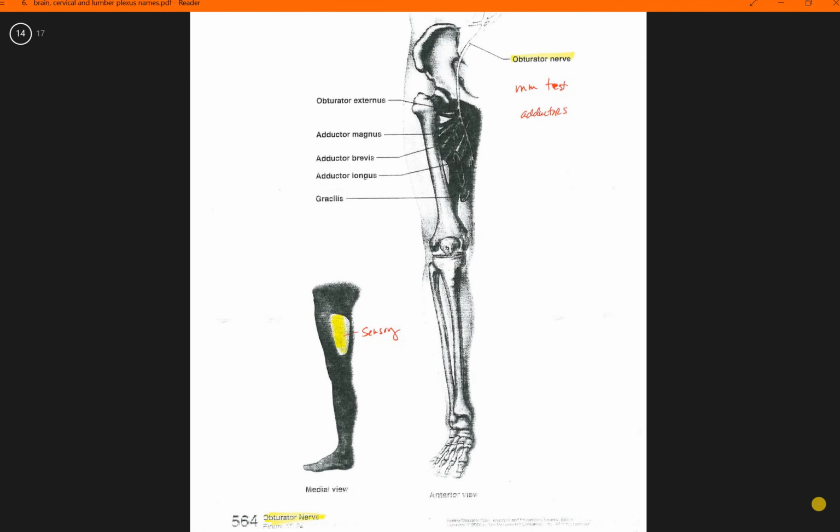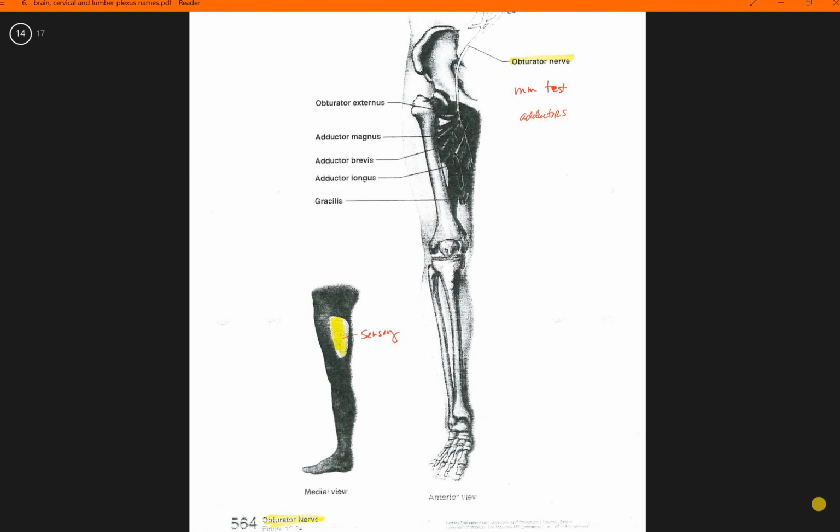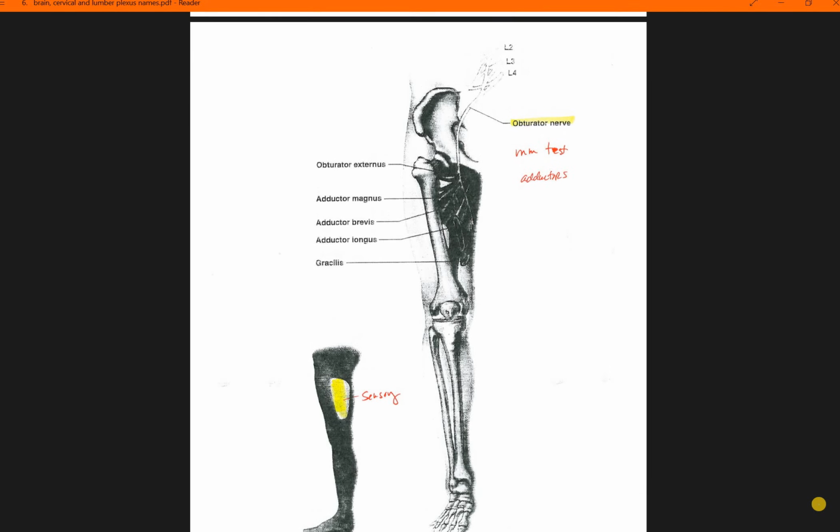Okay, the obturator nerve, which comes from the L4 nerve root, turns into the obturator nerve and innervates your adductor muscles, adduction. So that's the muscle test for those. The sensory is this area. Q-tip does this, feel the same as this. Pinwheel does this, feel the same as this. Doing the right side and the left side.